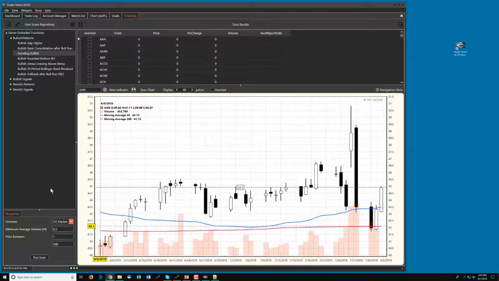Okay, I know some of you came and wanted to see some trade planning. So let's pick something out here.